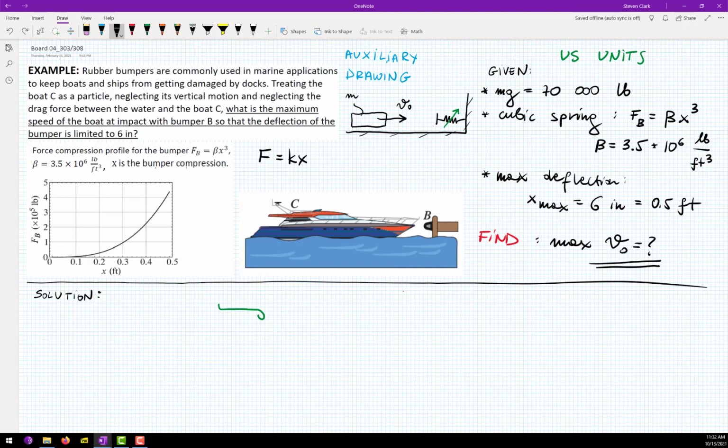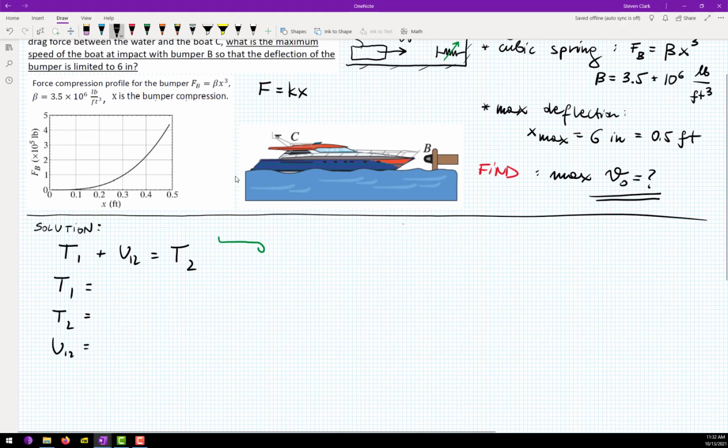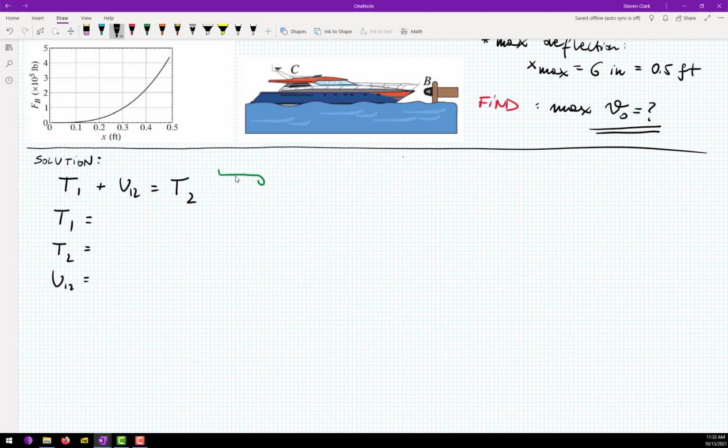So I'm not going to surprise you with this expression: T1 plus U12 is equal to T2. And the second step is finding these three guys, T1, T2, and U12. All right. Kinetic energy at the end is 0, for the same reason as last time, because our boat stops.